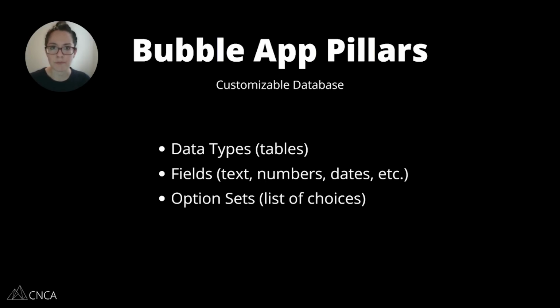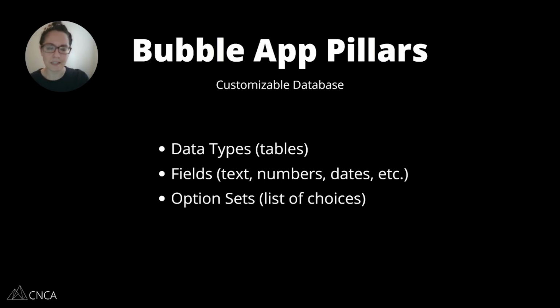So Bubble doesn't know what you're building, right? You can't just say, hey, Bubble, I'm building a marketplace, and then boom, you have data types to support a marketplace. It just doesn't work that way. You have to create every individual type that you want for your application. This is a good thing because you have complete control over how your data is organized.